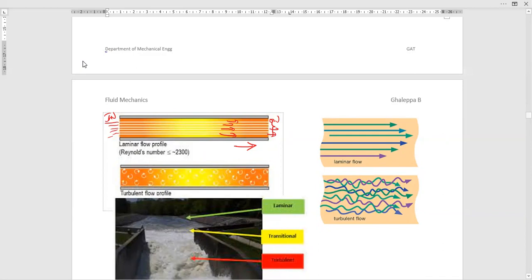But in the second pipe, you can see there is a vortex formation and a spiral movement, and each layer of fluid will be disturbed by the adjacent layer of fluid. This type of flow is called a turbulent flow profile. Okay, the same is explained with some slightly different diagrams here. So this is a turbulent flow and this is a laminar flow.